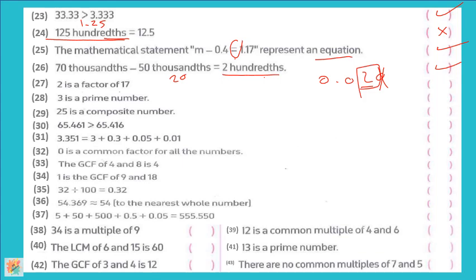2 is a factor of 17. ينفع 2 تكون factor لل 17؟ طبعا ما تنفعش لأن ال 17 is odd number، لكن ال 2 تنفع لل even بس. So it's wrong.